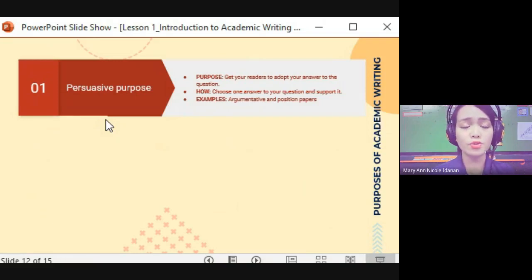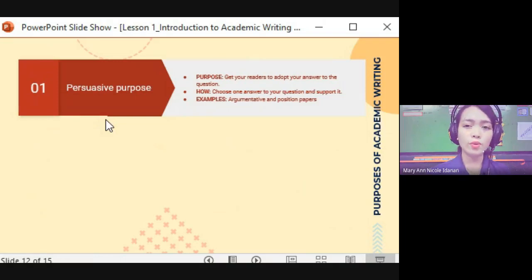So, in order for you to persuade your audience or to convince them to also believe in what you believe, you should have supporting evidence for that. Okay, you should support your answer, and that is the persuasive purpose. So, if you believe that the anti-terror bill is good for our country, then your readers must also believe that it must take effect too, as what you believe.